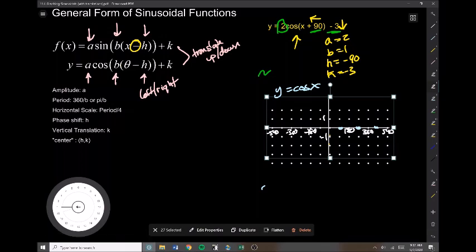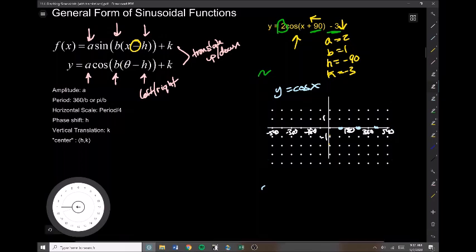And what I'm going to do is draw a new x and y axis. And it's not really an x and y axis. It's a new horizontal axis that my new graph is going to be based around. So since everything was translated left 90 and down 3, I'm going to draw a line that's left 90 and down 3. So here's a line left 90. Here's a line down 3.